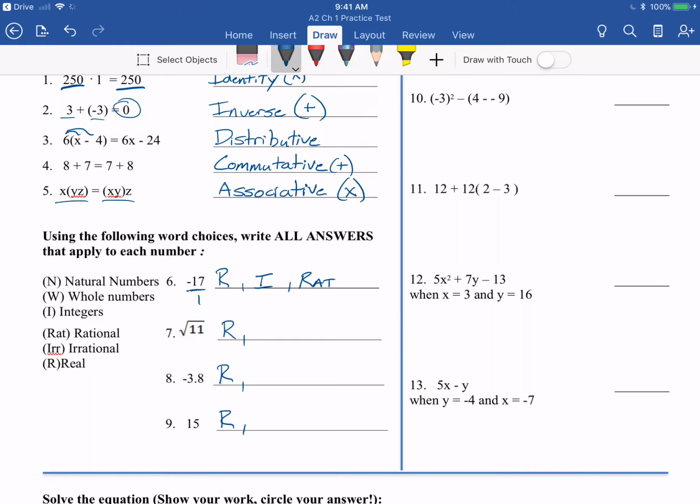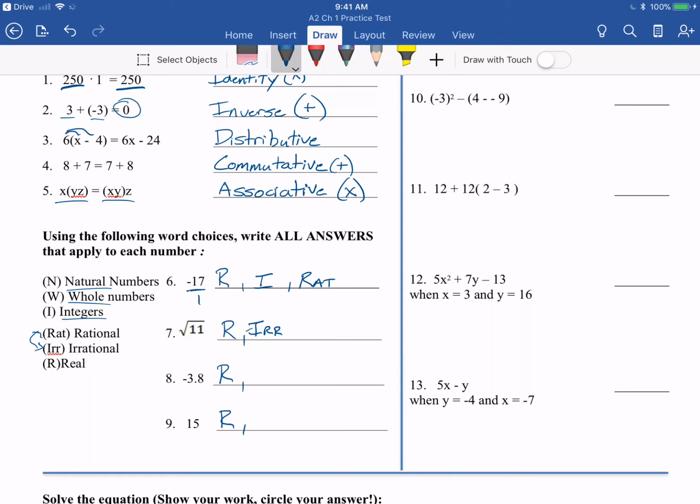Okay, the square root of 11. All right, the square root of 11, not a natural number, not a whole number, not an integer. So now I have to look at, is it a rational number or an irrational number? So remember, rational numbers can be written as fractions. Irrational numbers cannot be written as fractions. So a way to kind of figure this out is to plug the square root of 11 in your calculator. And the square root of 11 in your calculator goes on and on, takes up your whole calculator, so it is an irrational number. All right, awesome.